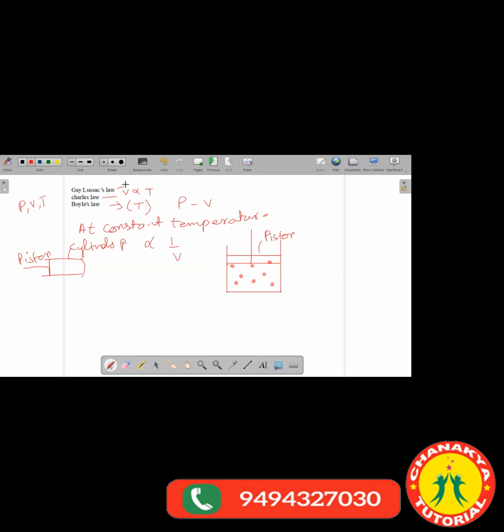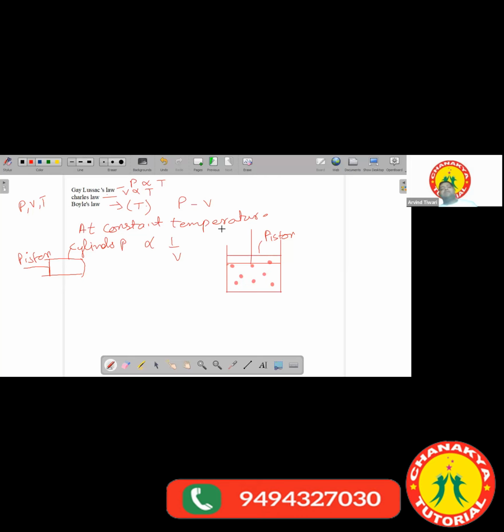Then Gay-Lussac's law. According to Gay-Lussac's law, we have the variation of pressure and temperature. We observe that pressure is directly proportional to temperature if volume is constant. If the volume has to remain constant, and if you supply some amount of heat to the gas, the temperature of the gas will increase, and as a result, the pressure will also increase. So pressure is directly proportional to temperature. This is Gay-Lussac's law.